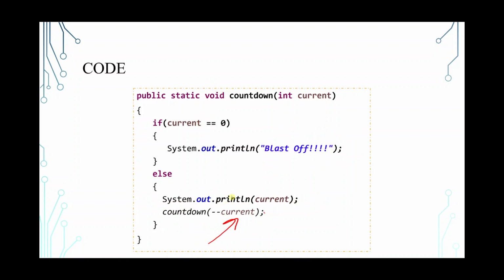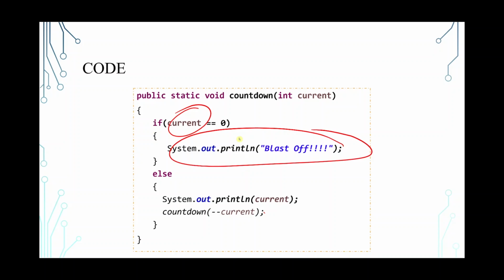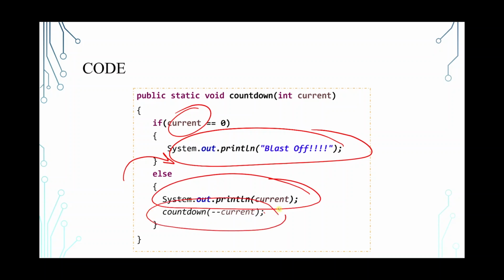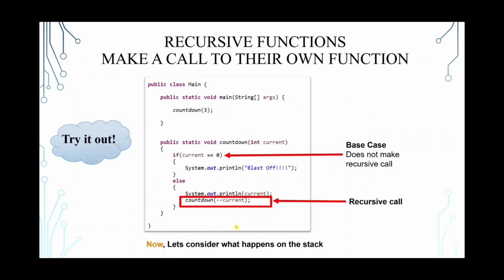My counter name is current. If the current is 0, I print this and stop. Now, stop means I do not call the function again. Otherwise, if it's not 0, print that number, then call that function again with the decremented number. So the recursive function makes a call to its own function. The base case is the case when the counter is 0, because this is where I say go or blast off, right?